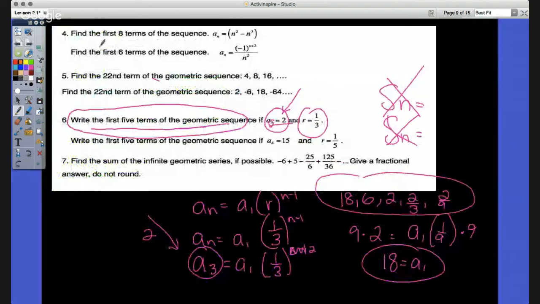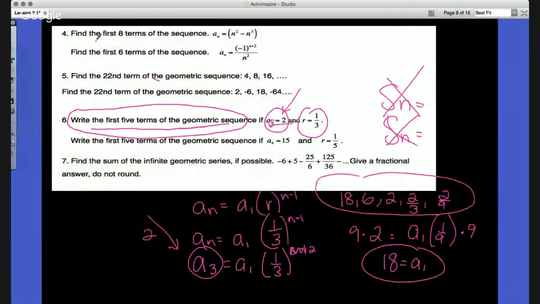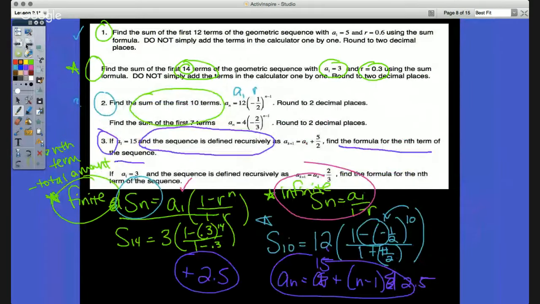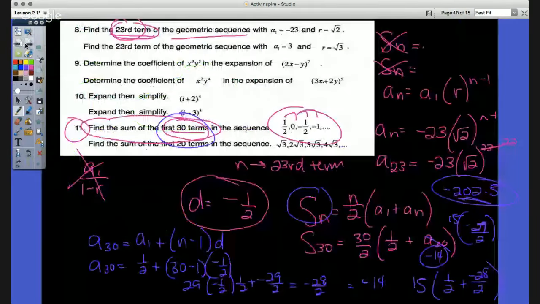Again, remember, sum of infinite geometric sequence. First 8 terms, you would use your calculator on number 4. By the way, plug this in. Same thing with 4a and b. Plug this in, go to second graph, and get that down, and it should be the same thing on that one. Did one of these up here on number 9.